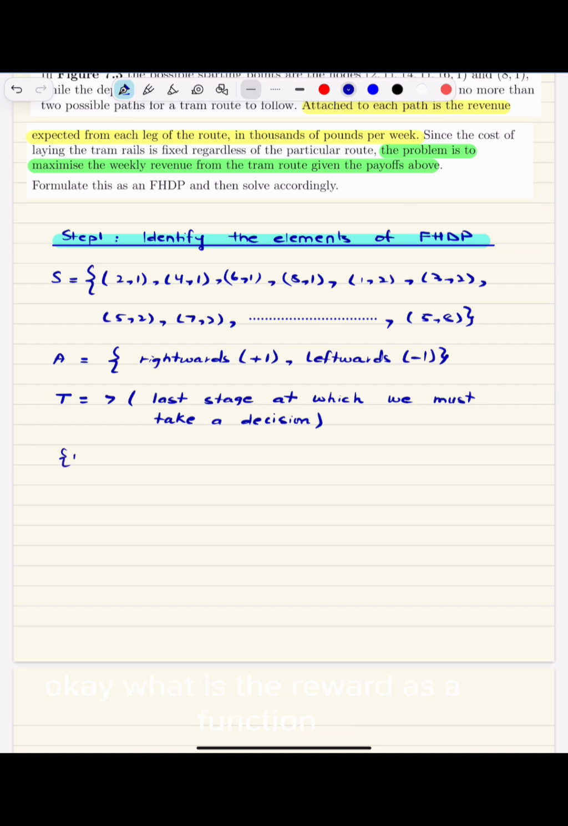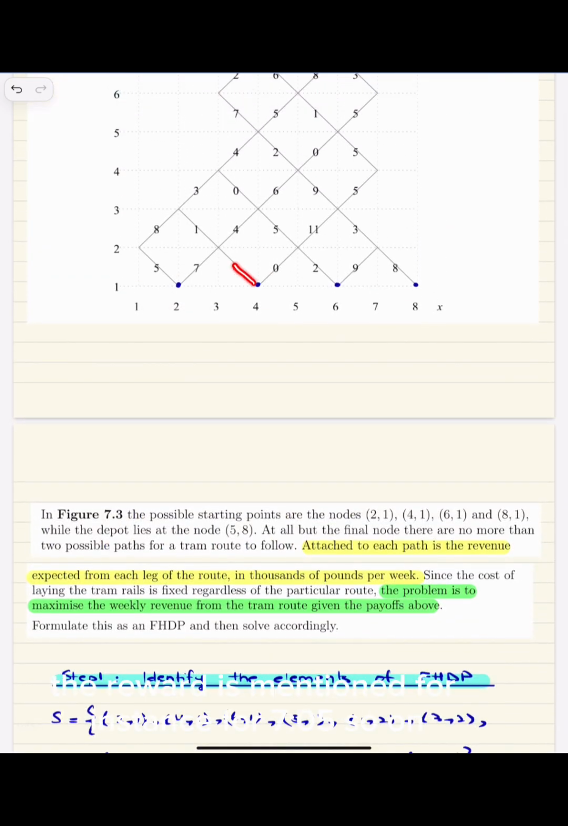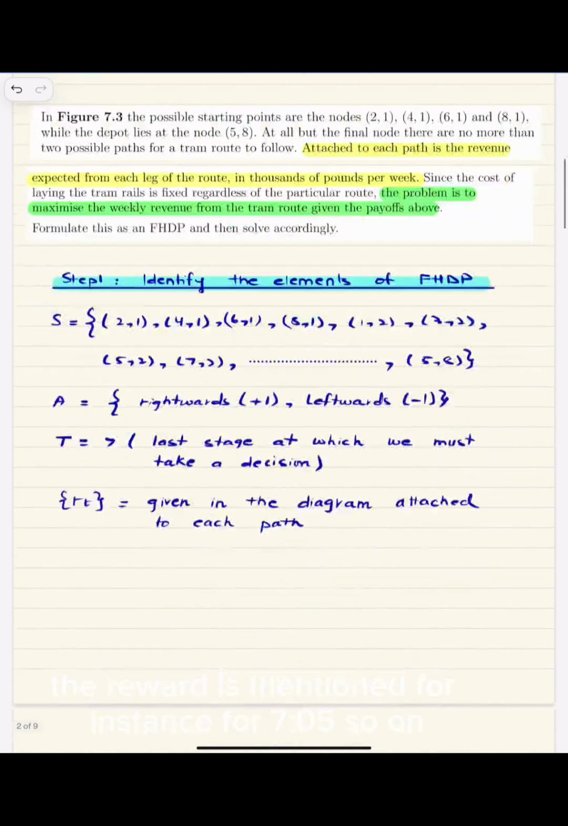Okay, what is the reward function? It is basically just given in the diagram, attached to each path. So the reward is not a function that is given; along each path the reward is mentioned. For instance, 4, 7, 5, and so on.